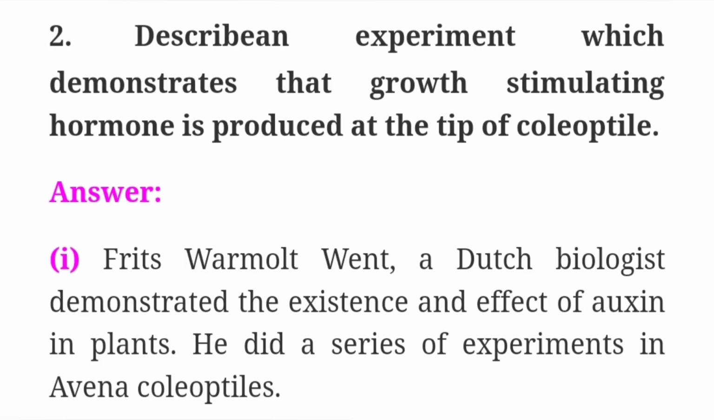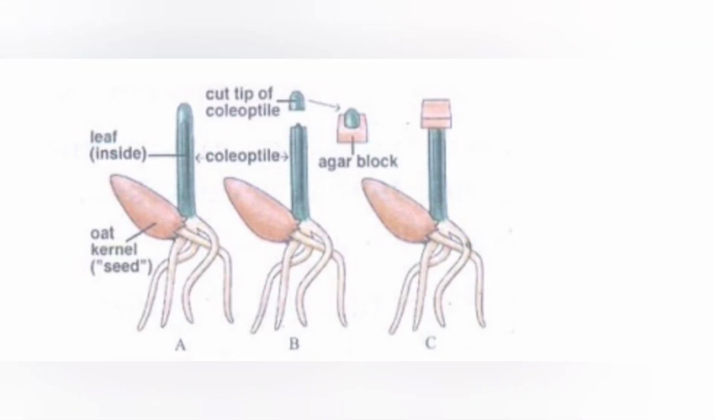Second question, describe an experiment which demonstrates that growth stimulating hormone is produced at the tip of the coleoptile. Answer, first point, Frits Went, a Dutch biologist, demonstrated the existence and effect of auxin in plants. He did a series of experiments on Avena coleoptiles. Draw this picture and label the parts.